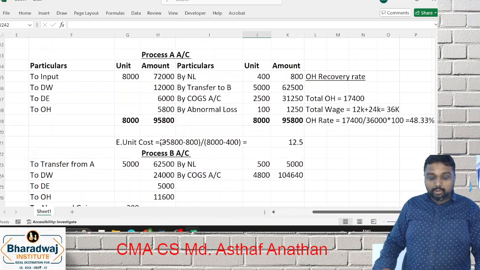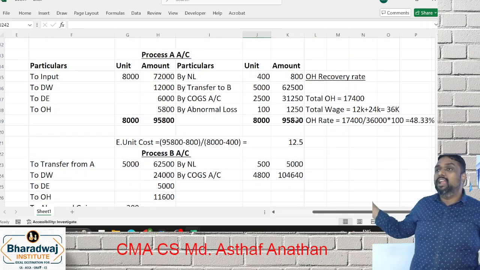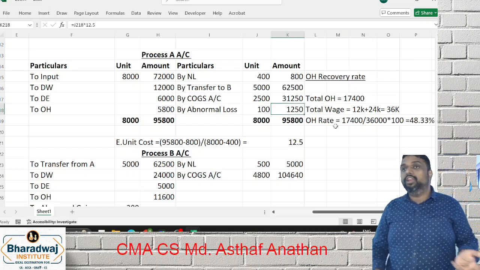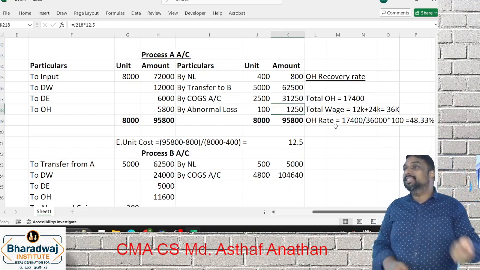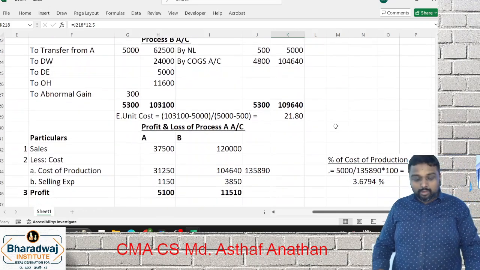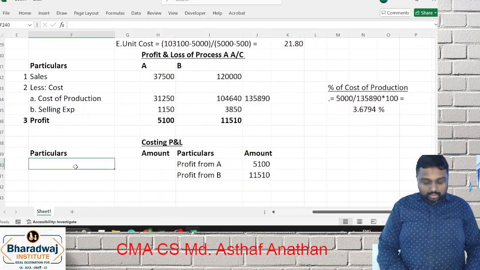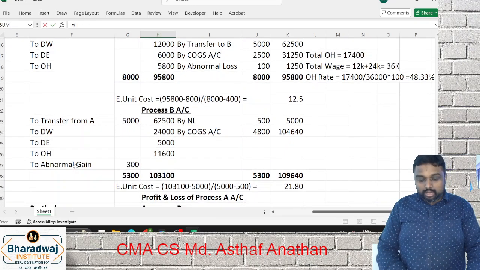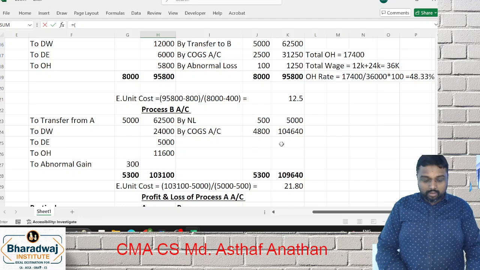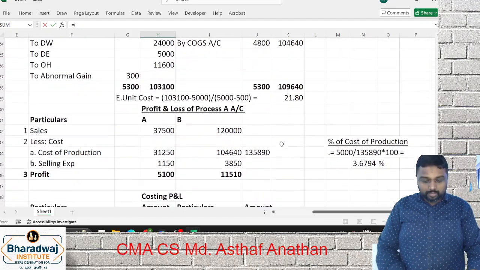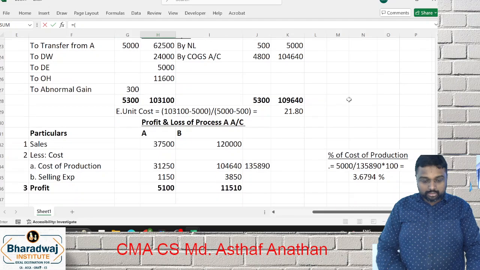Now what can we do? Here you have abnormal loss and abnormal gain. I will do it in one minute. The abnormal loss is 1,250. We know we won't take the full amount; we'll adjust after the scrap value. So the abnormal loss will come to this side. What will be the amount? We have taken what amount for the abnormal loss?